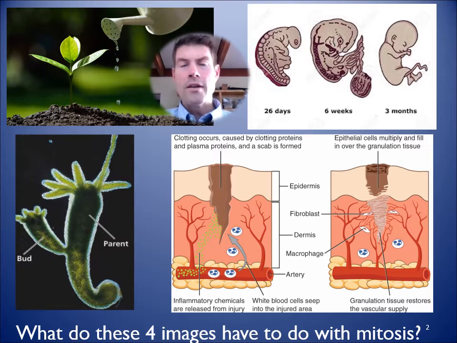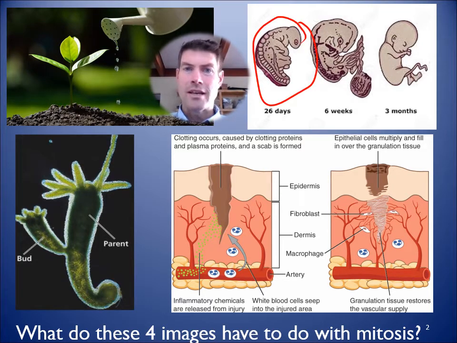So, what do these images have to do with mitosis? Here we have a nice little plant growing. Look at all the life. Look at the possibilities right there. Look how dark that soil is, fertile. And here we have an embryo. Look, it doesn't really look like a human right here. It even has little gill slits. But eventually, it's more like a human. Almost like an alien. We got the head pretty big here.